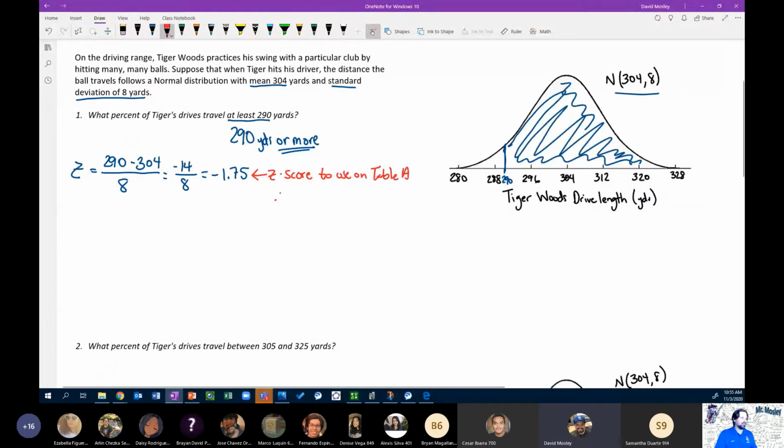So I get 0.0401. And as we said, this is the proportion to the left of negative 1.75. So to find the proportion to the right, we subtract that from 1.